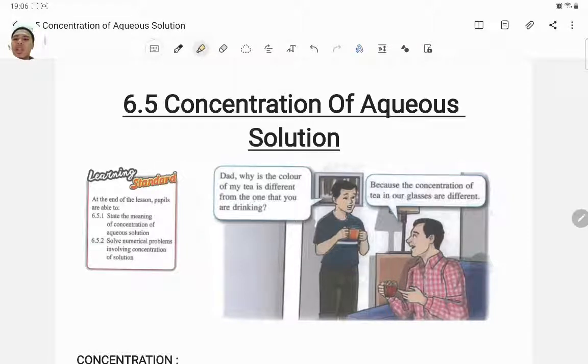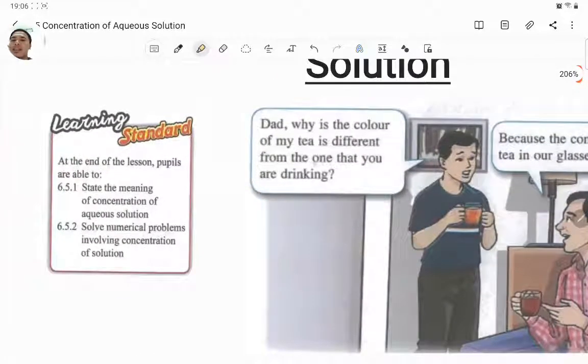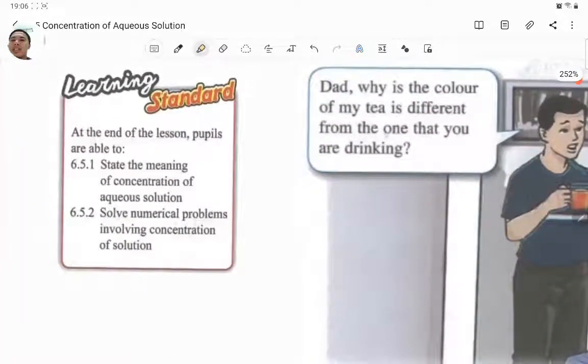So, in this video, we're gonna proceed with 6.5, concentration of aqueous solution in chapter 6, acid, base and salt. So let's proceed with the learning standard first. Okay, learning standard ni you all mesti kena ingat lah, because this is like the objective. What you must achieve in this subtopic, right?